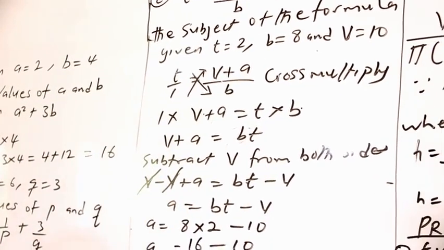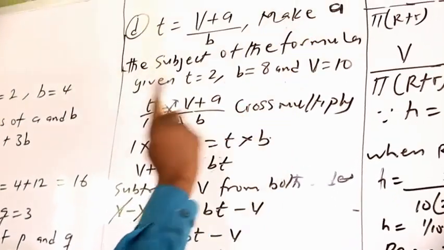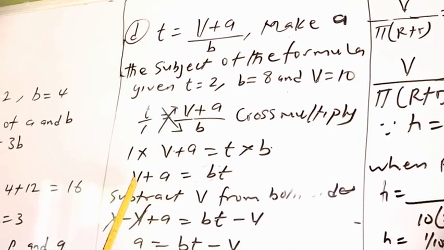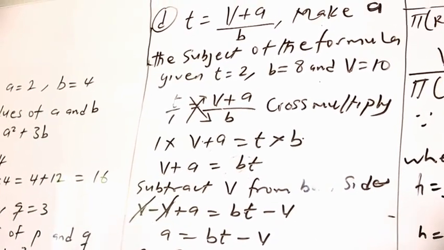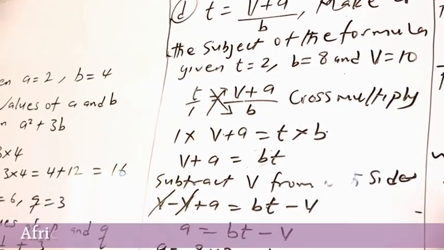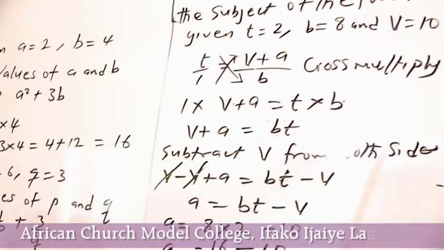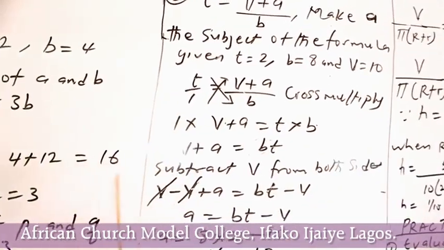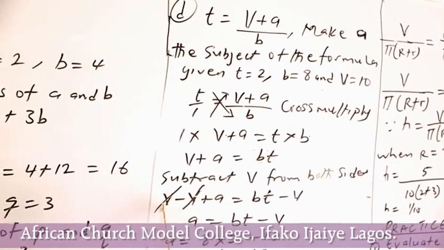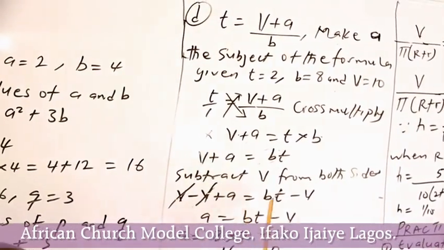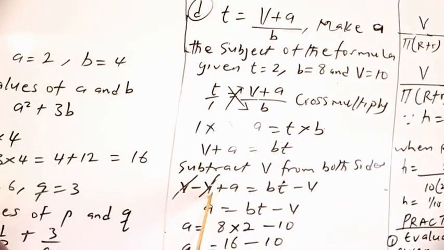Now from here, remember the question: make A the subject. We still have V plus A. A must stand on its own. To remove this V, subtract V from both sides. Minus V on both sides: V minus V plus A is equal to BT minus V. This one will cancel.